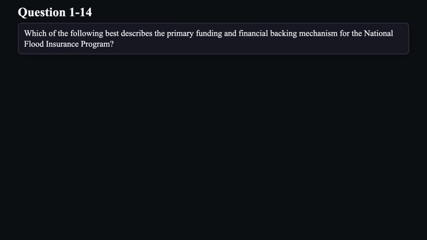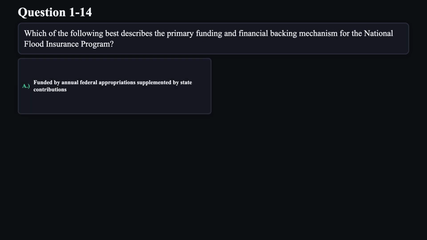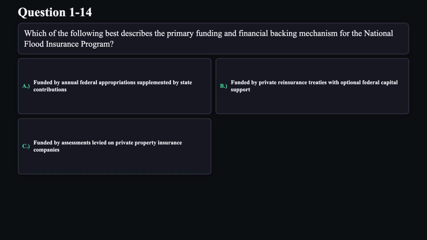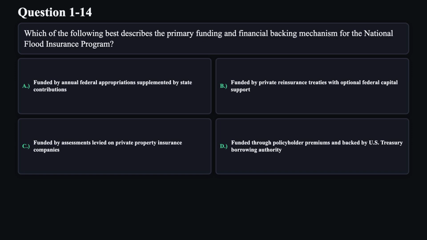Question 14. Which of the following best describes the primary funding and financial backing mechanism for the National Flood Insurance Program? A. Funded by annual federal appropriations supplemented by state contributions. B. Funded by private reinsurance treaties with optional federal capital support. C. Funded by assessments levied on private property insurance companies. D. Funded through policyholder premiums and backed by U.S. Treasury Borrowing Authority.